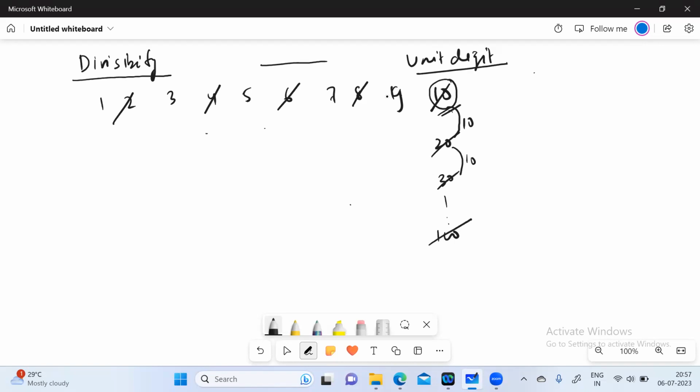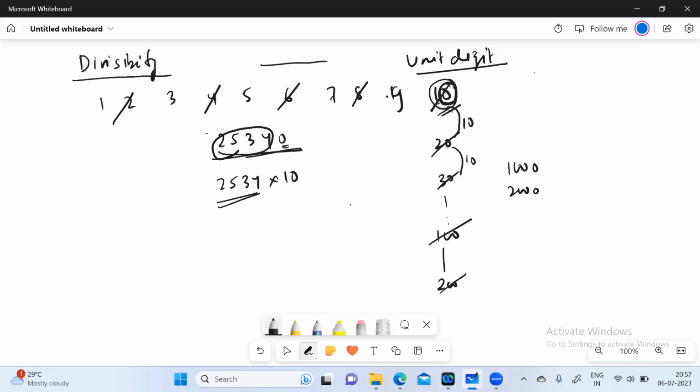Once 100 gets divided by 2, 200 will also get divided by 2, and similarly 1000 and 2000. So the point is, if the last digit is 0, like 2, 5, 3, 4, 0, then the entire number can be broken into 2534 times 10. So how many times 10 is there? This much times 10 is there.